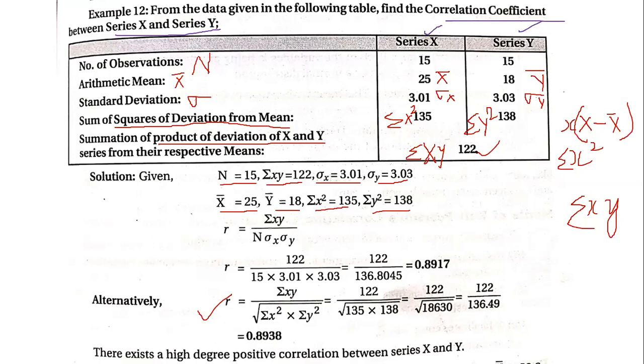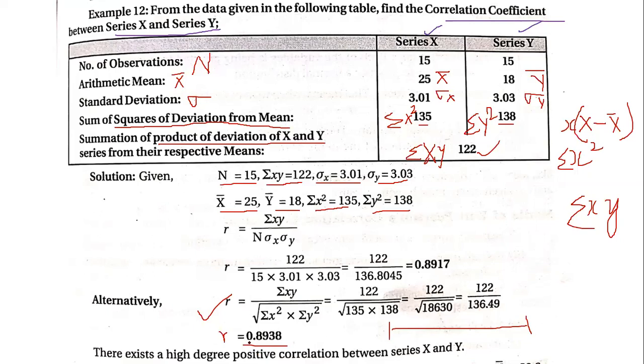Sigma xy is 122, so we can write it here. Then square root of sigma x square, which is 135, times sigma y square, which is 138. Now 122 divided by the square root of 18,630. Now find the square root of this, that will be 136.59. So 122 by 136.59, you will get an r value of 0.8938.